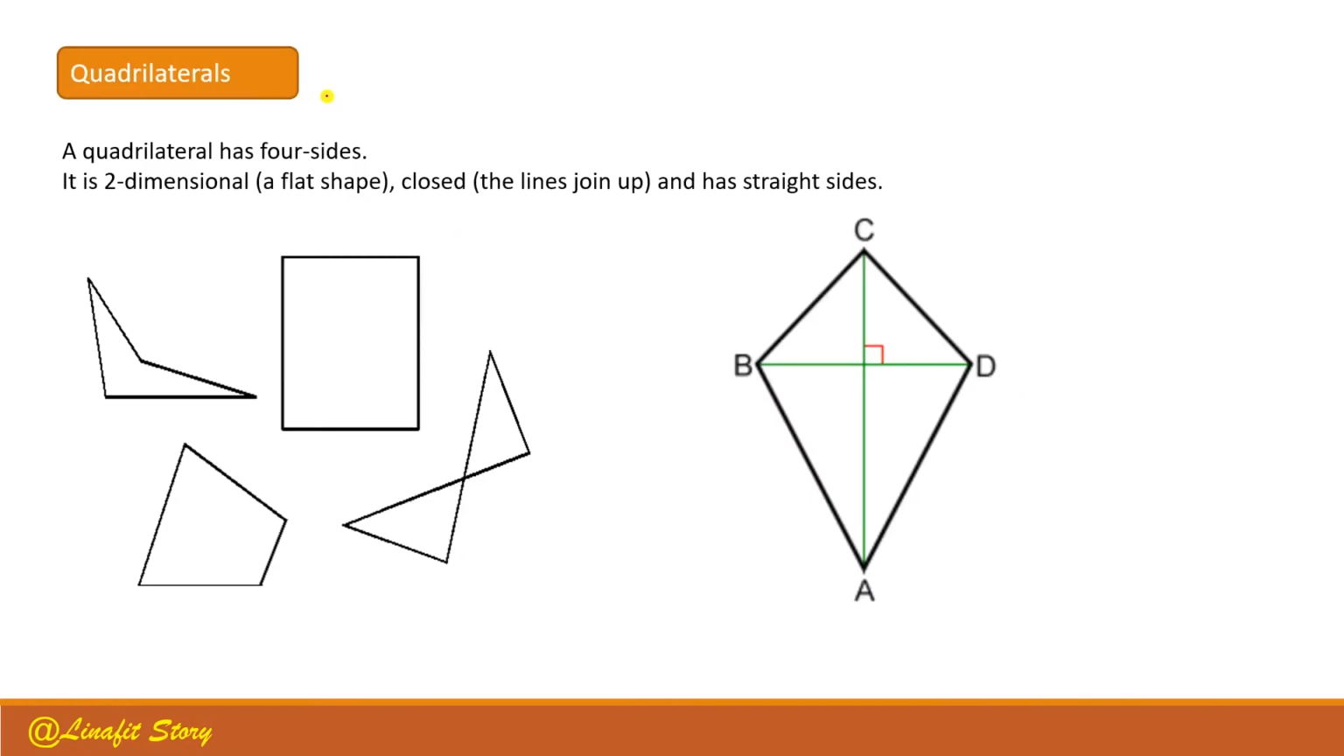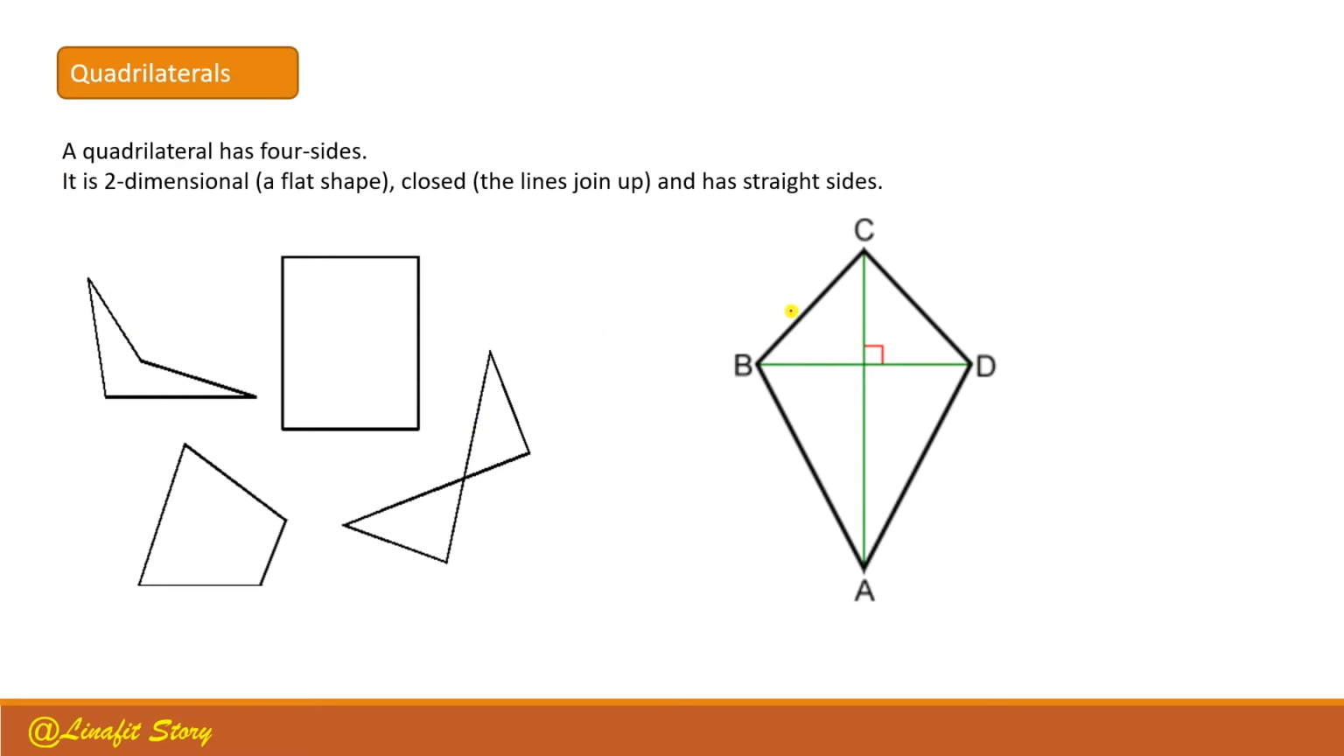A quadrilateral has 4 sides. It is a two-dimensional or flat shape. Closed means the lines join up and have straight sides. So this is an example of a quadrilateral. There are 4 sides and then it's a closed figure.